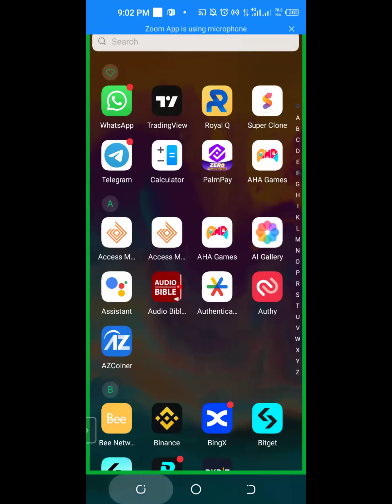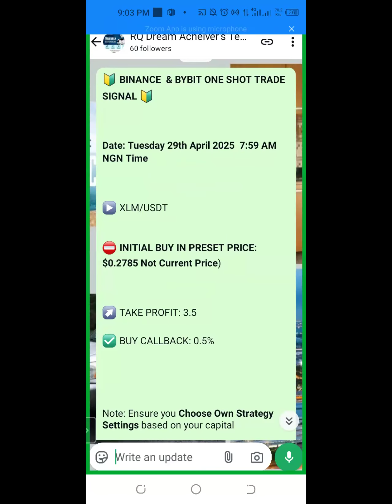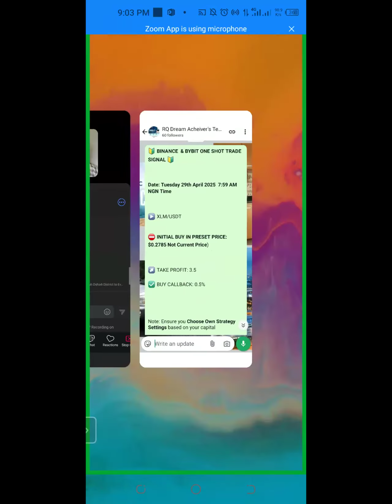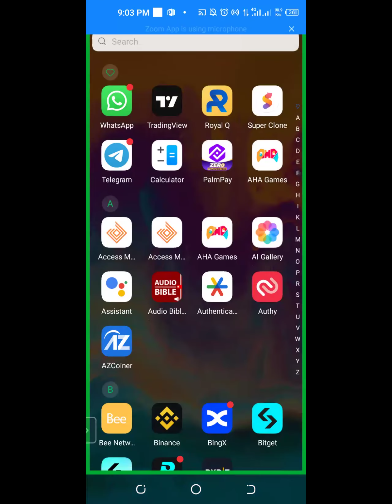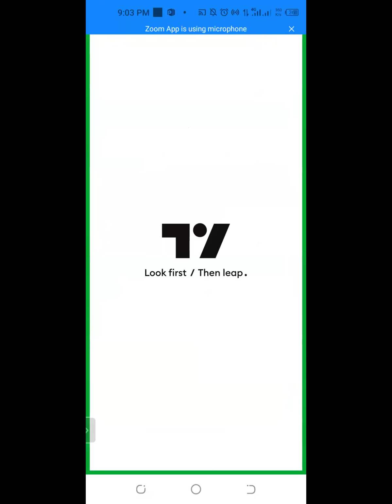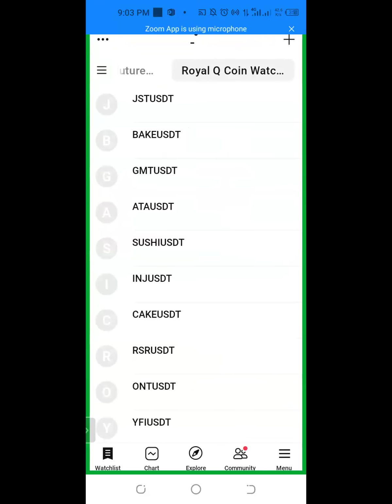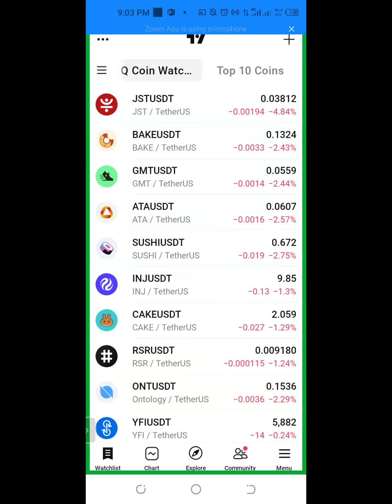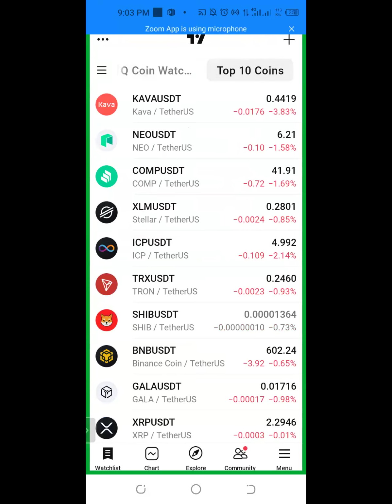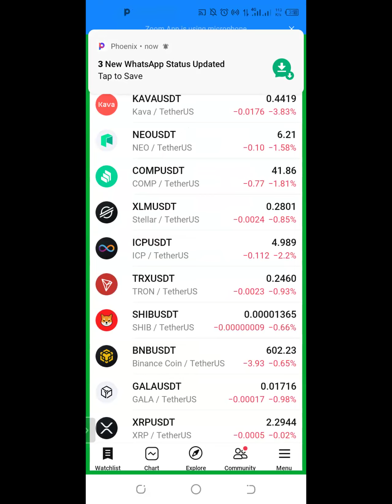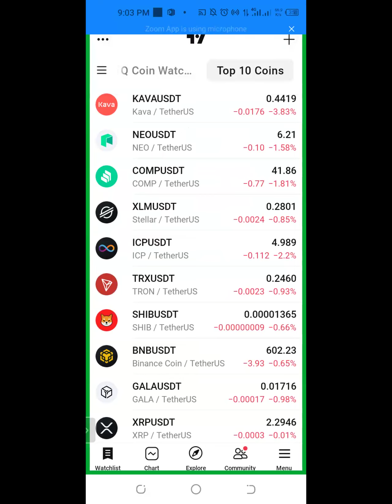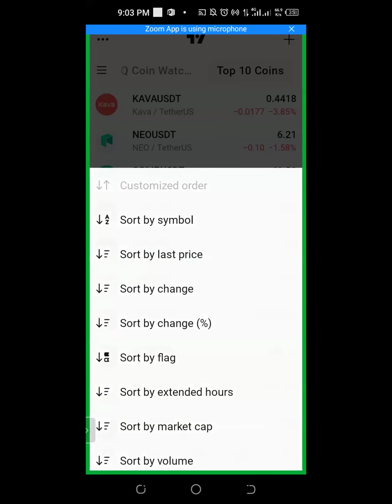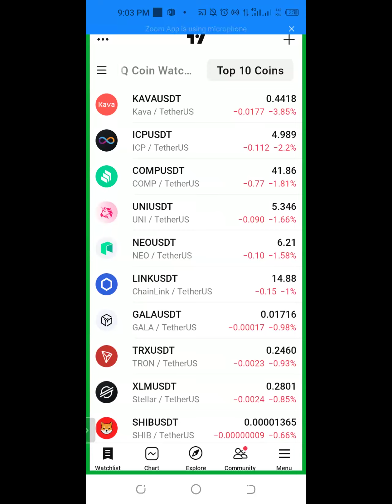Like this signal I sent today, XLM, at around 7:59 a.m. in the morning. If we check the chart of XLM, you discover that it might not have reached that price, because we are trying to avoid spot trading. We are trying to avoid entering the coin too expensive, because the lower the price we enter the coin, the better. The market has a tendency to crash. I won't say crash.